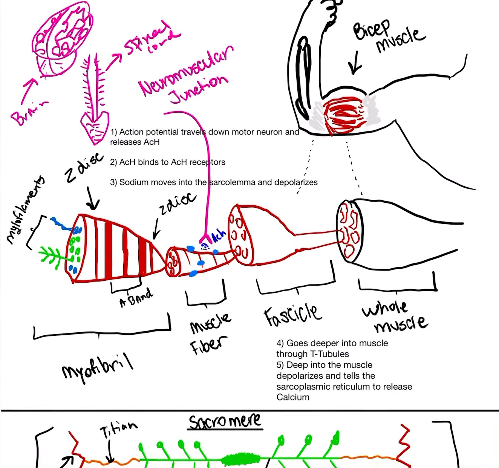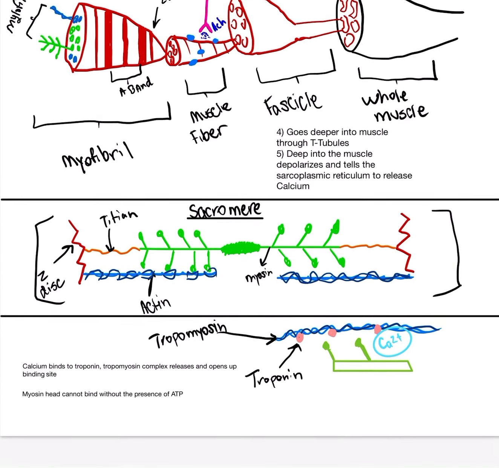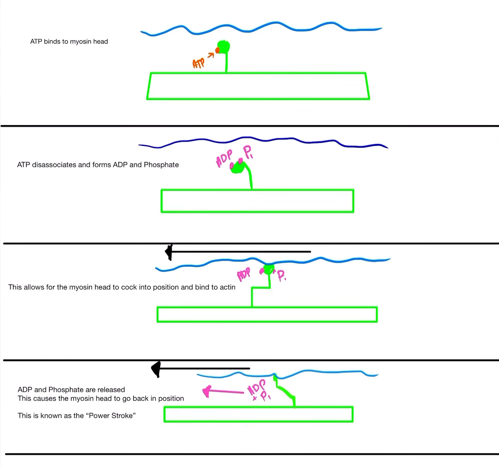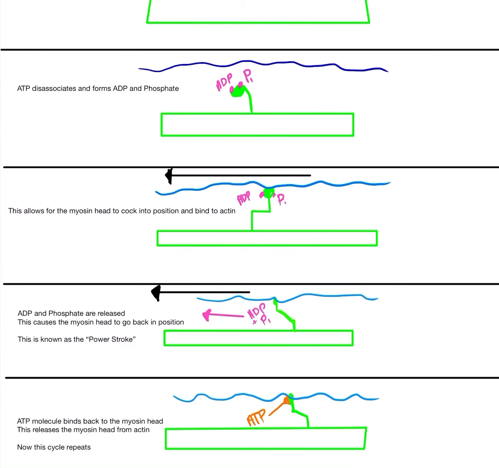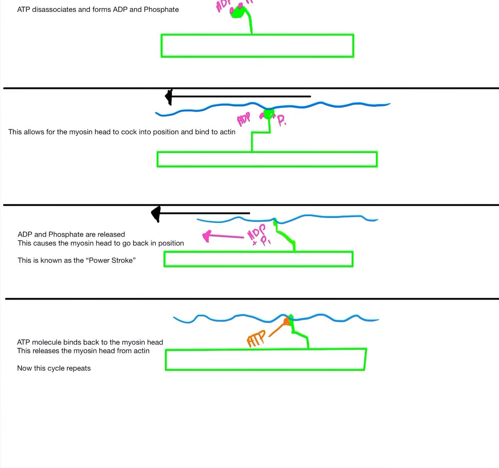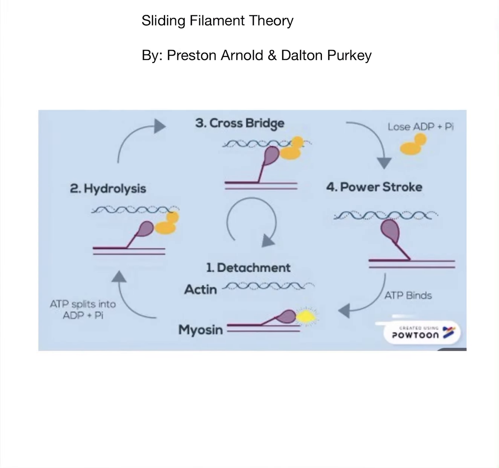So to go back: the neuromuscular junction releases calcium. Calcium binds to troponin. The tropomyosin complex releases and opens up the active site. ATP binds to the myosin head. ATP dissociates and forms ADP and phosphate. ADP and phosphate release, which allows the myosin head to go back into position. That's the power stroke. Then an ATP molecule binds the myosin head, and this releases the myosin head from actin, and then, like I said, the cycle repeats. So that is sliding filament theory.